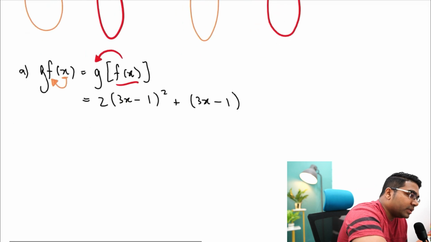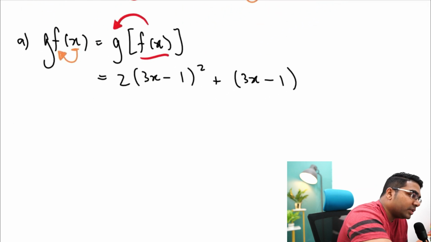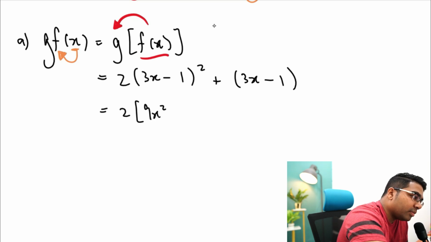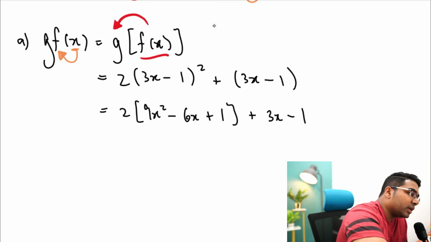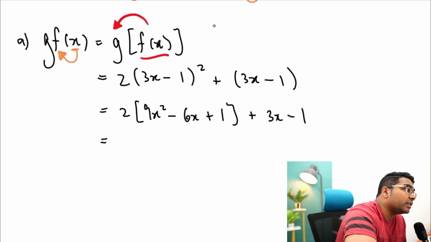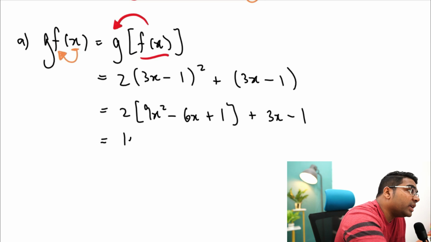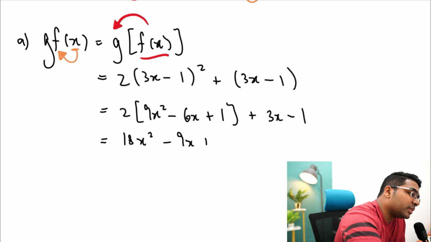So let's do this. This will be equals to, we just have to simplify this. So we just expand this out. So this will be 2 times 9x squared minus 6x plus 1, and then plus 3x minus 1. And so you just continue to work this out. And the final answer is 18x squared minus 9x plus 1.